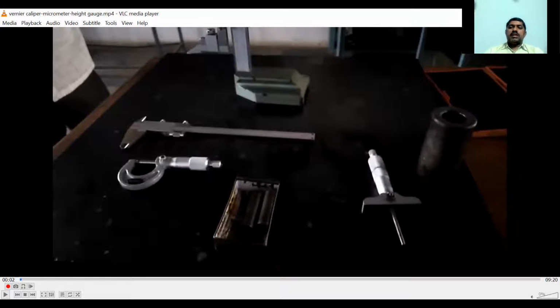It is a hollow cylindrical workpiece, for which we want to measure the inside diameter, the height, and the depth of the cylindrical gauge.